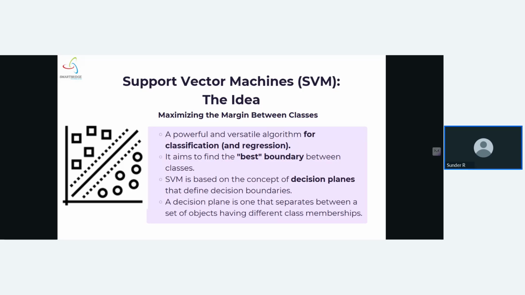In the same way, we're going to use this SVM. So how are we going to do it? We're going to have a decision plane. What is this decision plane going to do? This is the line which is going to give us the decision.